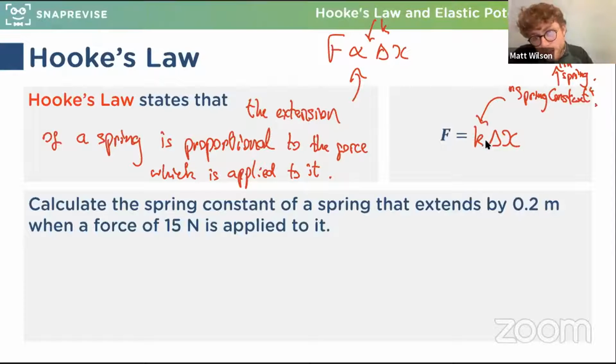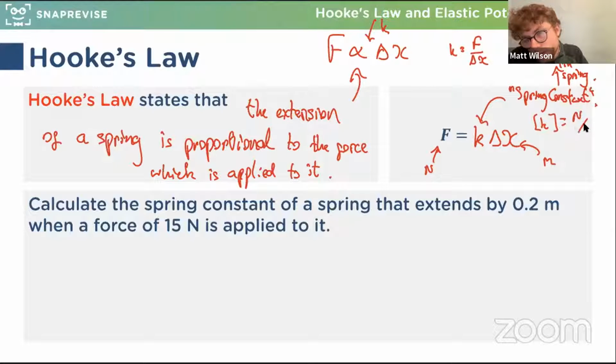Now we can figure out the units of the spring constant because the force is measured in newtons. The change in length, the extension, is measured in meters. So the spring constant, well, we can rearrange this to see that k is F over delta x. So the units of the spring constant will be, well, F is force, which is in newtons, over delta x, which is distance, measured in meters. So the spring constant is always measured in newtons per meter.